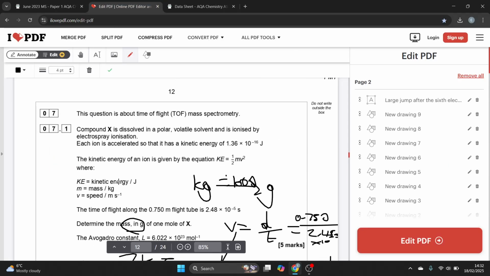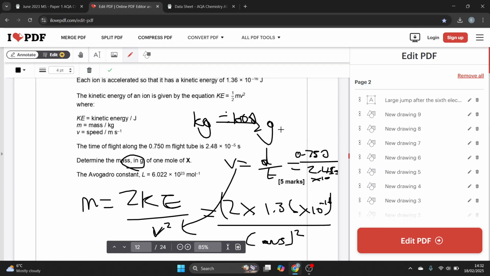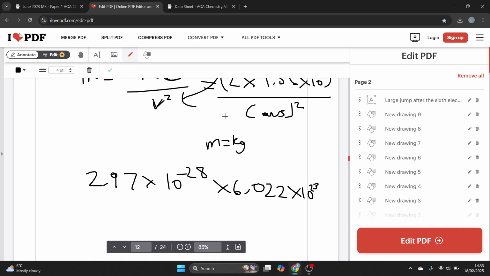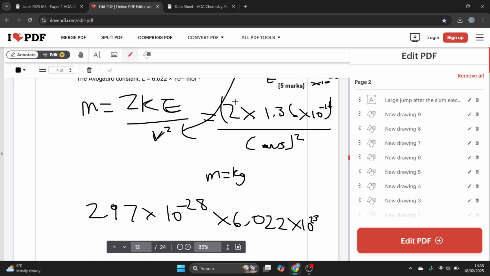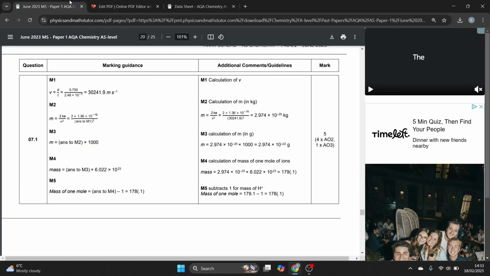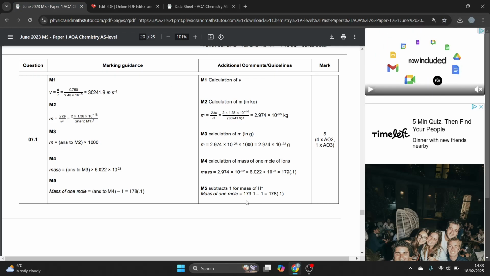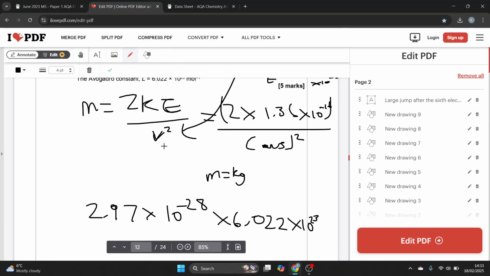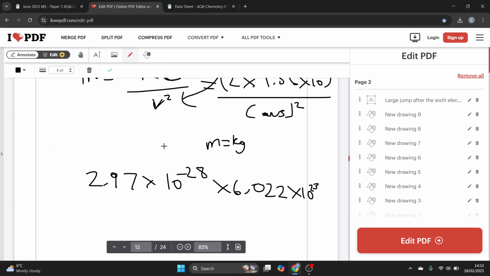Oh, oh my days, I'm so dumb. I'm going from kilograms to grams. Kilograms to grams, I divide by 1,000. No, I don't. I times by 1,000. Yeah, I just can't believe I got that wrong. So then it'd be 2.97 times 10 to the power minus 22 then. And then I times by 1,000. 2.97 times 10 to the power minus 25. That's already times by 1,000. That's in grams. And then times by Avogadro's constant.